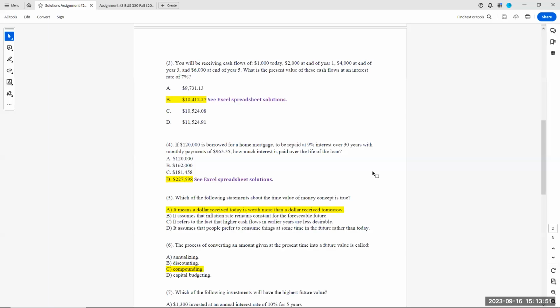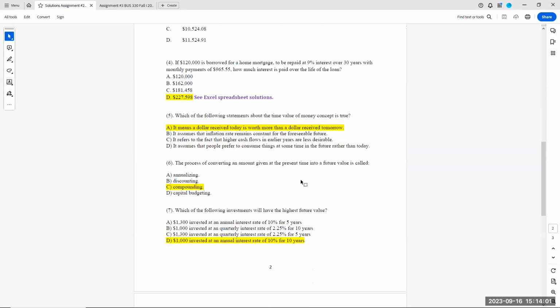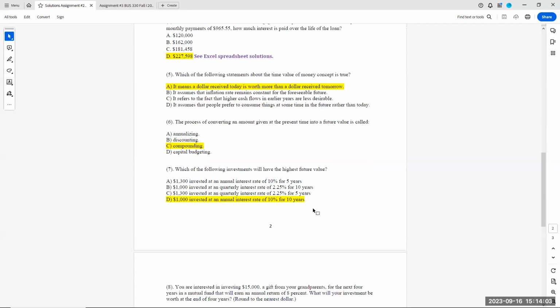And then the remaining questions are just some definitions of understanding the time value of money, and that's what I was looking for. They're pretty well self-explanatory. If you have any questions or concerns, let me know. But question number 7, you probably have to do the calculations for each one of these 4 using your future value of money calculation, and this D would be the correct answer.